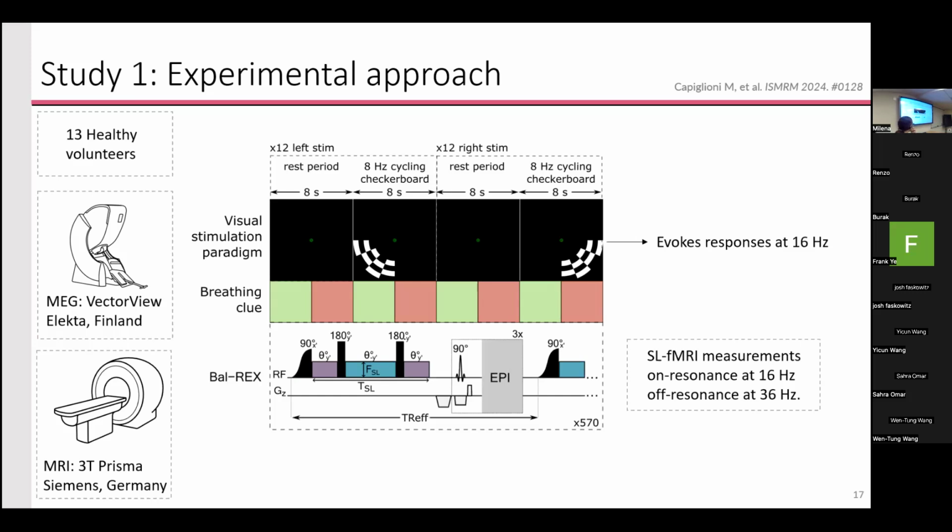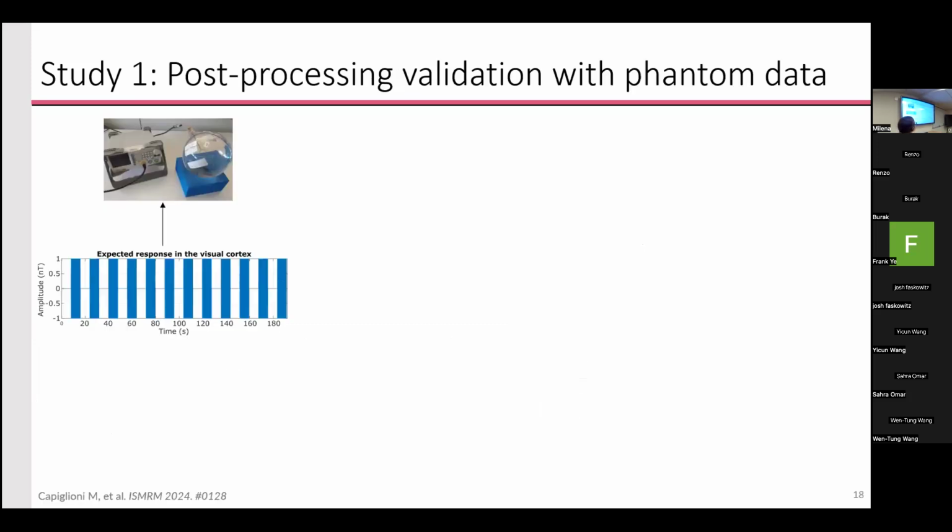So we implemented the spin locking sequence that is the last one that was proposed, which is called balance, right? So we avoid the TFAP pulse, but the thing is, this is supposed to be the latest implementation of this sequence. And we measure at 16 Hertz to try and target this activity, but also at 36 Hertz as a control measure. And in terms of post-processing, we can go back to the phantom, and if everything were super ideal, we would have an oscillatory magnetic field in the brain appearing every 8 seconds with 16 Hertz.